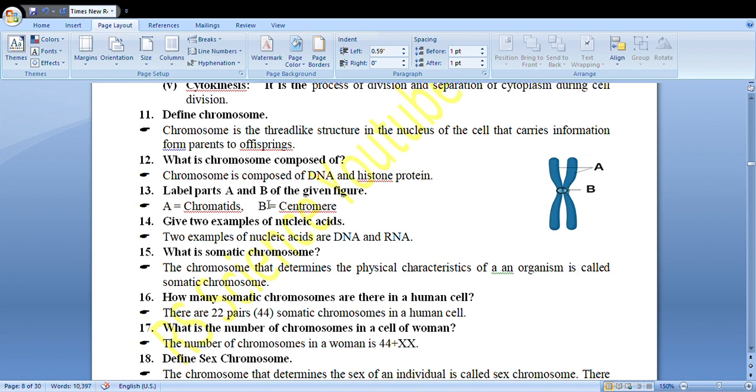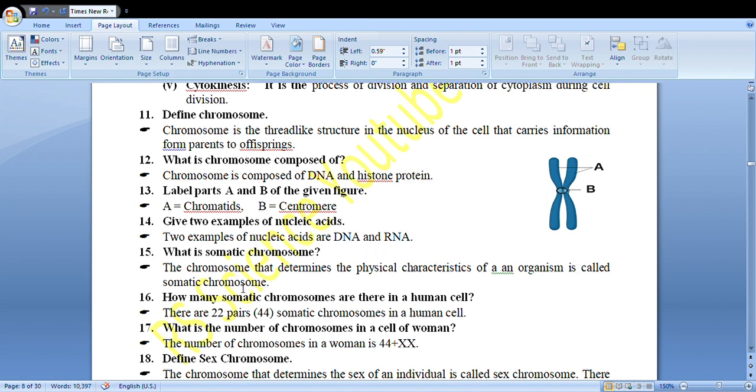What is chromosome composed of? Chromosome is composed of DNA and protein, histone protein. Label parts A and B of the given figure. A is chromatid, so this is chromatid 1, chromatid 2, and this beaded-like structure where the chromatids are attached is called centromere. Centromere means this round structure. Give two examples of nucleic acid. Two examples of nucleic acid are DNA and RNA.